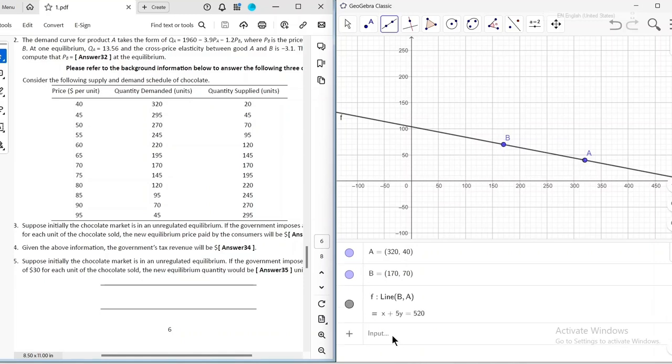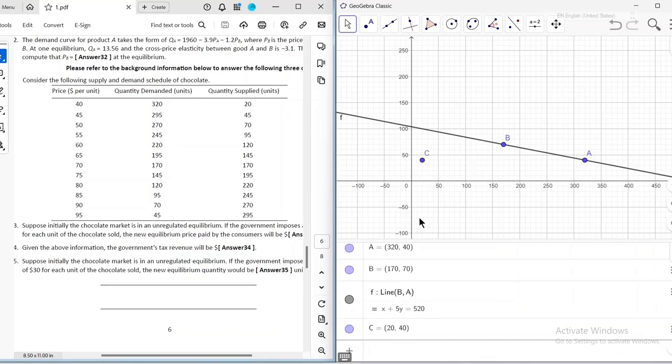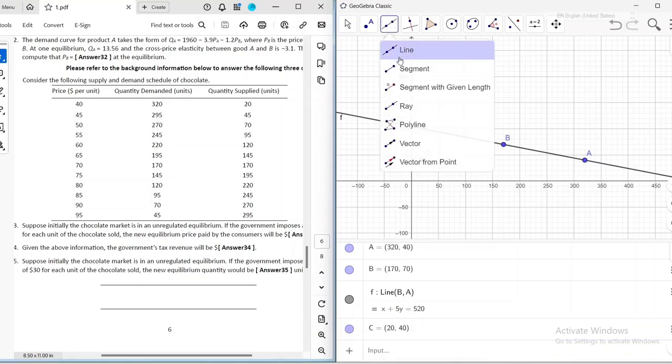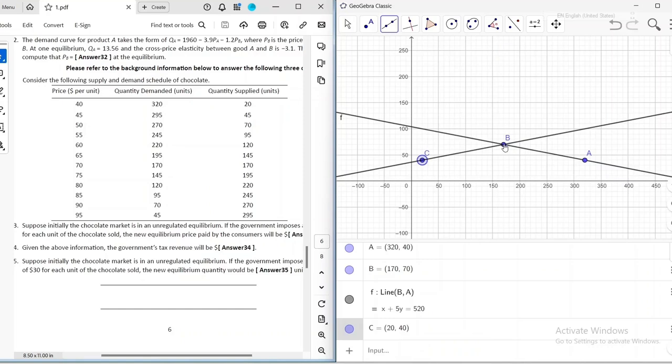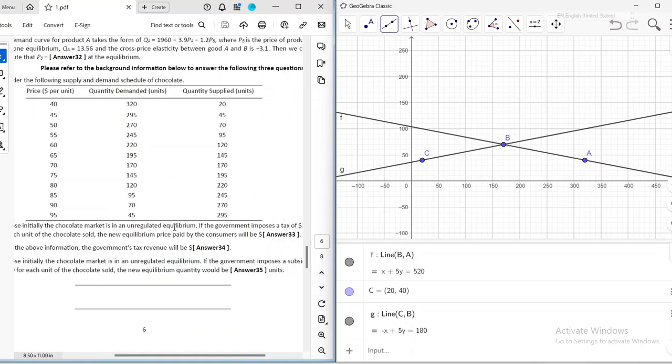Now in order to draw the supply curve, you only need 1 point, because you already have this equilibrium, right, which is going to be the intersection of these 2 curves. So let me take the first point, 20, 40. So when you join these 2 points, you'll obtain the supply curve. Okay, now you need to impose a tax of $30.